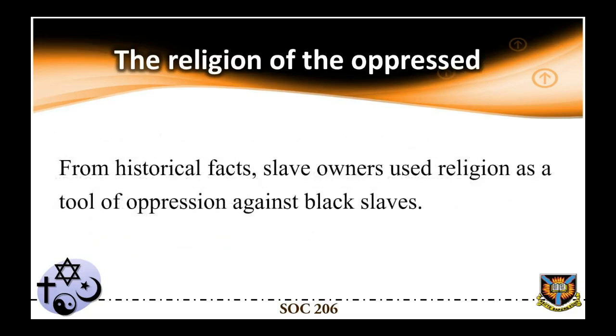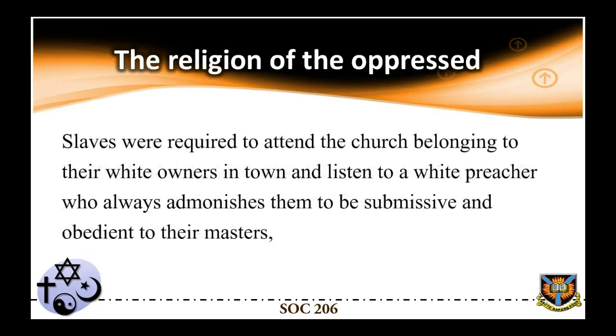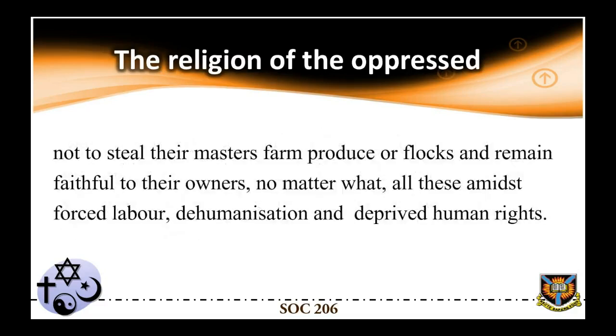To illustrate this point, let us use slavery as an example. From historical facts, slave owners used religion as a tool of oppression against black slaves. Slaves were required to attend the church belonging to their white owners in town and listen to a white preacher who always admonishes them to be submissive and obedient to their masters, not to steal their masters' farm produce or flocks, and remain faithful to their owners no matter what. All these amidst forced labor, dehumanization, and deprived human rights.